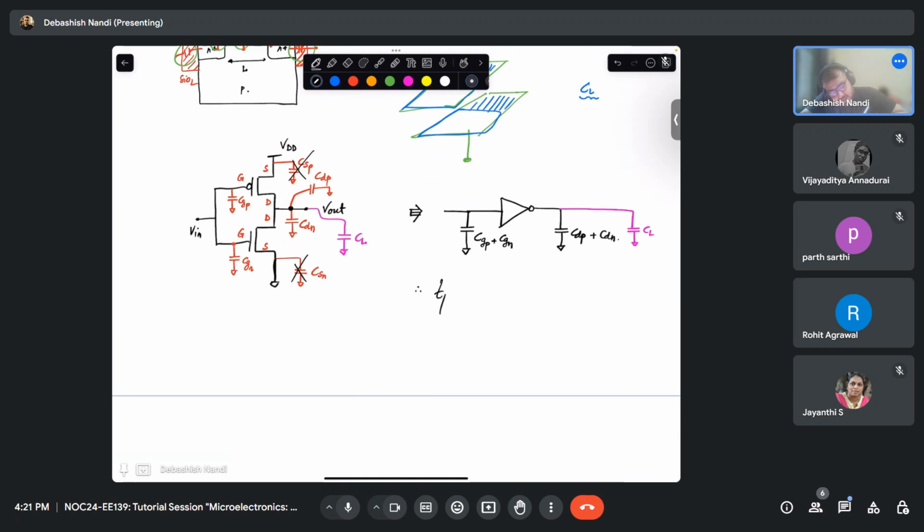Now, what is your TP? 0.69 times, let's say R equivalent, times your CL, plus CGP, CGN, no, CDP, CDN. CGP is your input side. What is your charging path? Charging path will be this CD, right? This will be simply this plus CDP plus CDN. And let's say CDN is equal to CD.